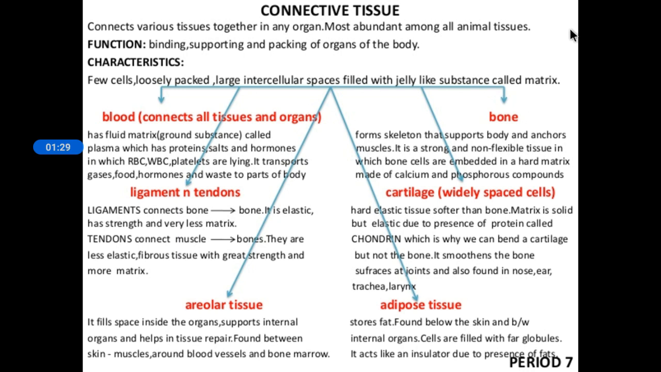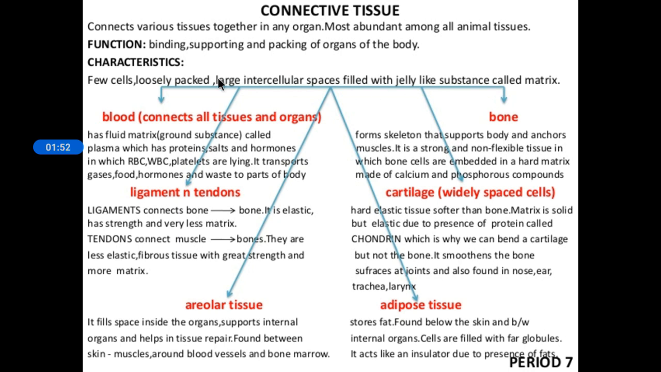So characteristics, how do they look? They have few cells, loosely packed, with large intercellular spaces filled with a jelly-like substance called matrix. Last video we already discussed what matrix is, right? So you know what matrix is. Further, when we explain each one, you will understand it better.